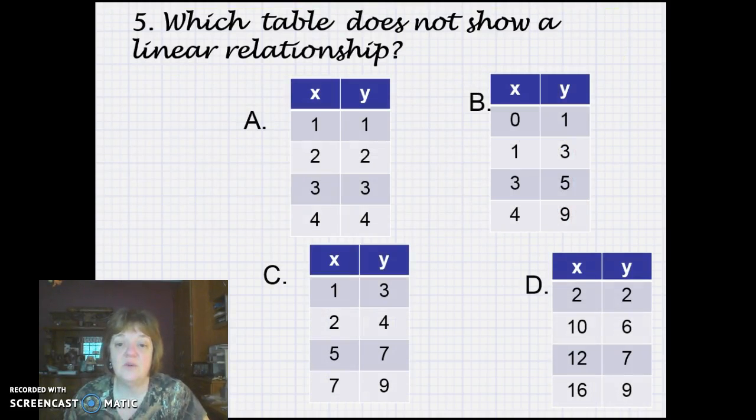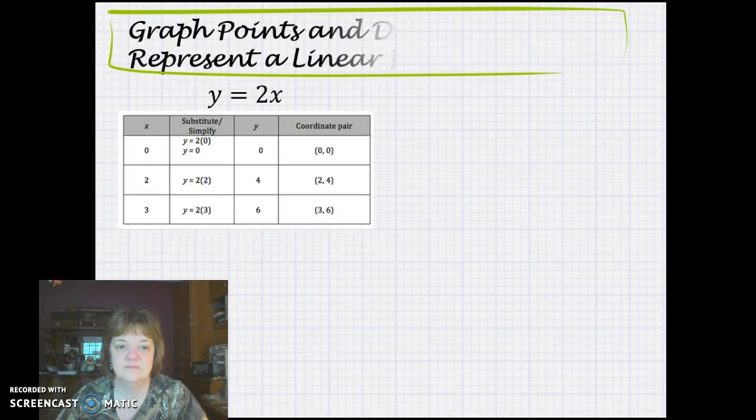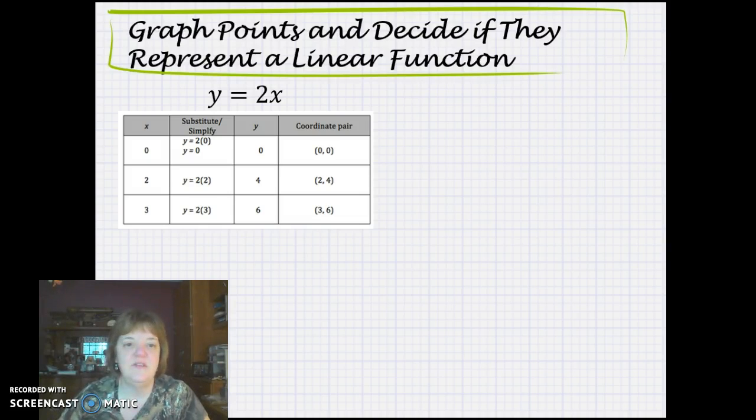Now I want you to figure out which one of these is not linear. Graph points and decide if they represent a linear function. Now, graphing is the easiest thing of all. Notice we're taking this equation here, very simple one, y equals 2x, and plugging in numbers for x. 0, 2, and 3 were plugged in.